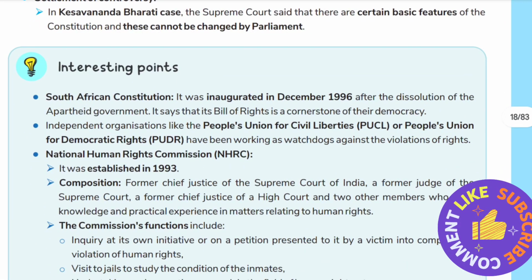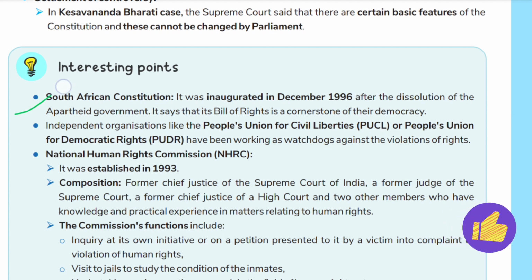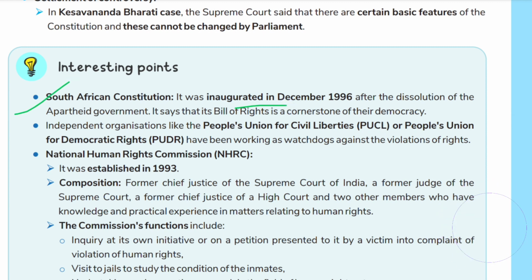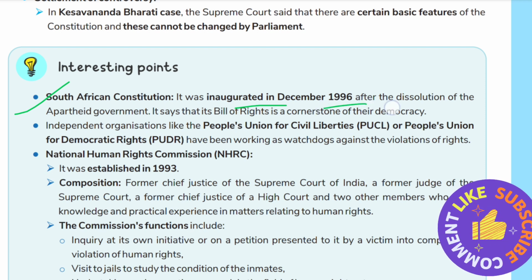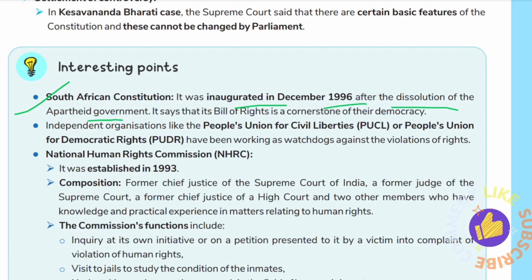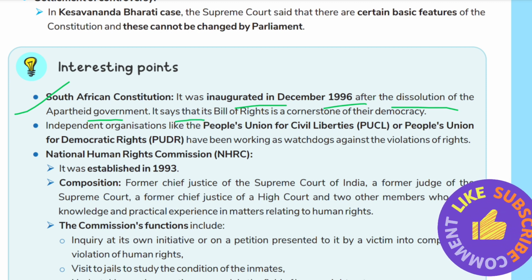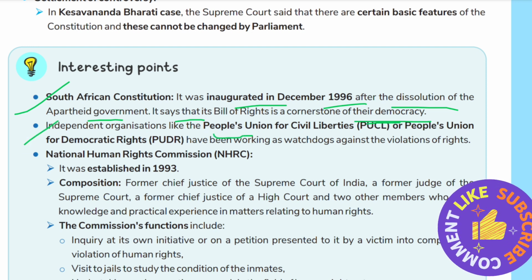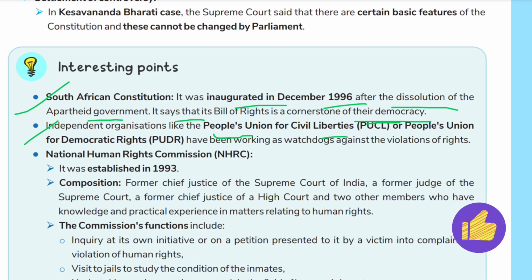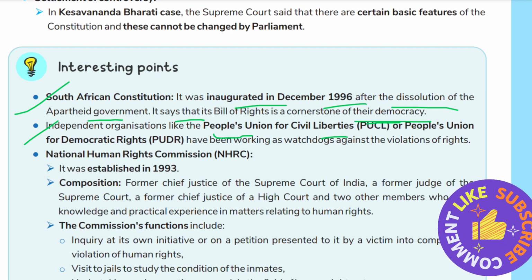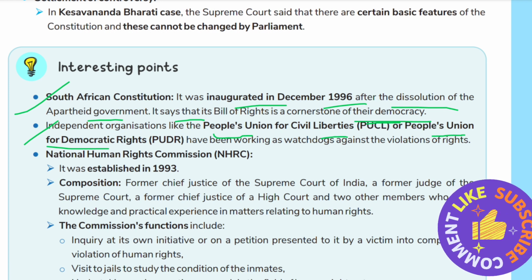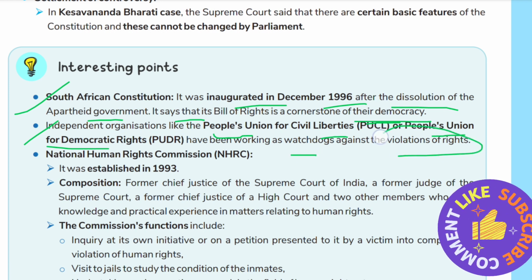So here are some interesting points from this chapter. The South African Constitution was inaugurated in December 1996 after the dissolution of the apartheid government. It says that its Bill of Rights is the cornerstone of democracy. Independent organizations like the People's Union for Civil Liberties, PUCL, or the People's Union for Democratic Rights, PUDR, have been working as watchdogs against the violation of rights.